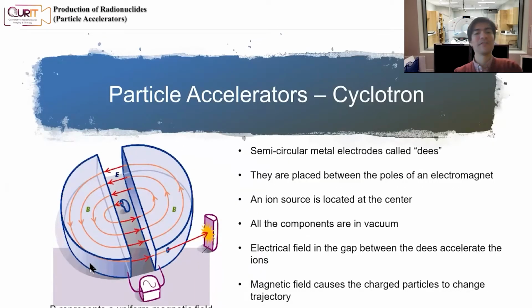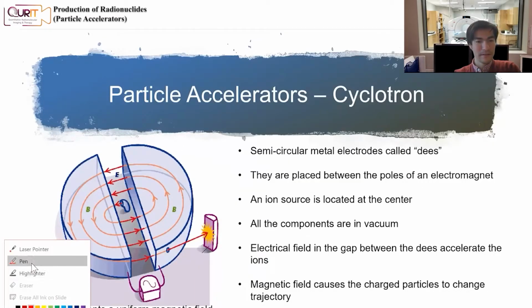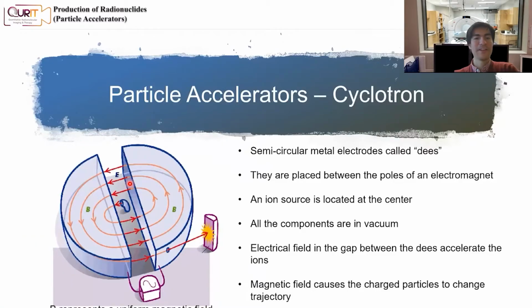That combination of the electric field pushing forward increases the kinetic energy of the particle. The magnetic field does not change the kinetic energy of the particle, it just makes it turn around so that when it comes here, we can push it again. Are there any questions about this?